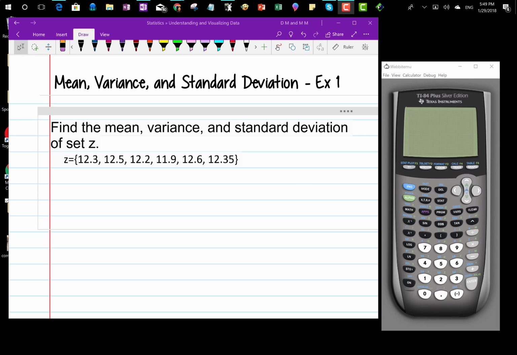Hi everyone, in this video we're going to be finding the mean, variance, and standard deviation, and this is the first in a several part series. Here we're asked to find the mean, variance, and standard deviation of set Z. They don't tell us that it's a sample from some bigger set, they just say that it is the set. So in this case what we're going to do is find the population variance and the population standard deviation.